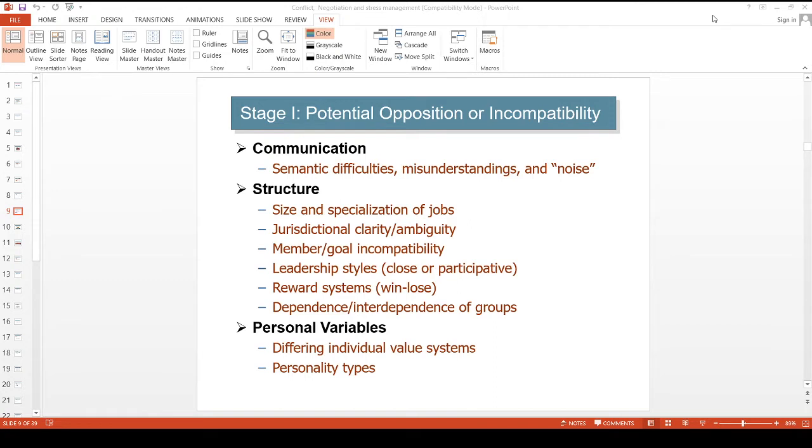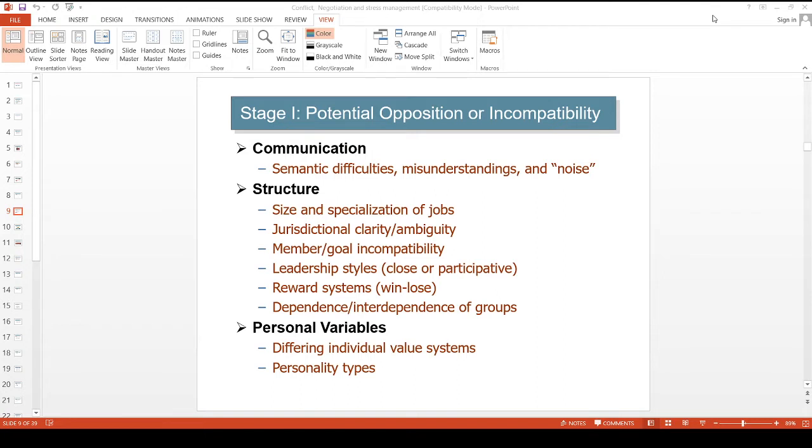Similarly, reward systems can stimulate conflict. Reward systems are found to create conflict when one member's gain is at another's expense. For example, in a win-loss situation, there will be more chances of conflict because one party will be a 100% gainer and the other party will be a 100% loser. So whenever the two parties are at two extreme positions, there will be more chances of conflict between them.